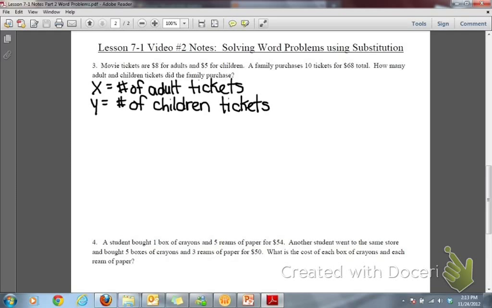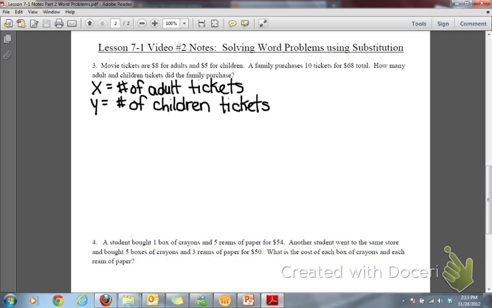Okay, so make sure you write down what your variables equal. X equals the number of adult tickets and y equals the number of children tickets. Make sure that you are specific. Don't just say x equals adults and y equals children. That doesn't tell me enough. You need to be more specific than that.